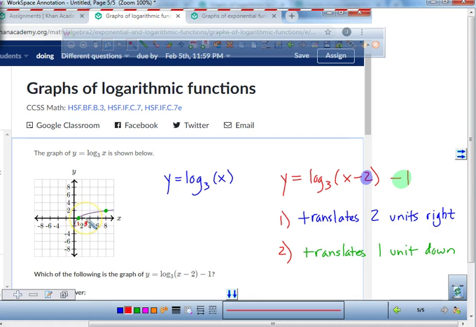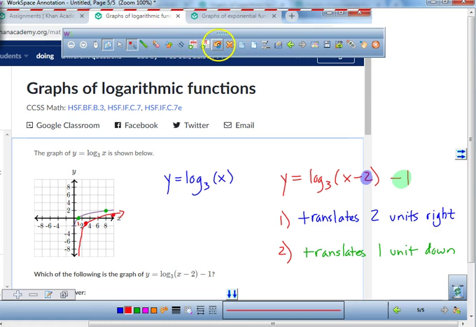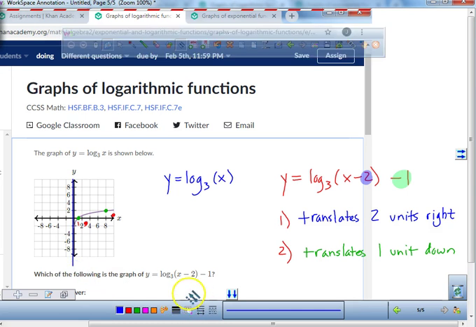So it's going to go 2 units to the right, and 1 unit down, so that point would be right about there. Over here, it's going to go 2 units to the right, and 1 unit down, right about there. So we'll have a graph that comes up, hits that point, and hits that point. Okay? Except for one thing, there's going to be a vertical asymptote. Right now, in this graph, the vertical asymptote is right here. If I go 2 units to the right, the new vertical asymptote will actually be right there.